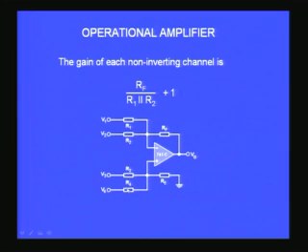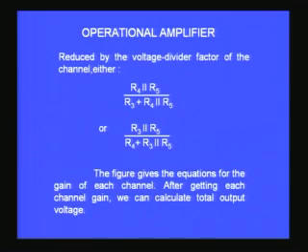Similarly, for V4, V3 will be grounded. Therefore, R3 and R4 parallel to R5 will divide the voltage V4 before it is applied at the non-inverting input. So, in one case R4 parallel R5 divided by R3 plus R4 parallel R5 will be the factor by which the input will be multiplied before it is applied at the non-inverting input.